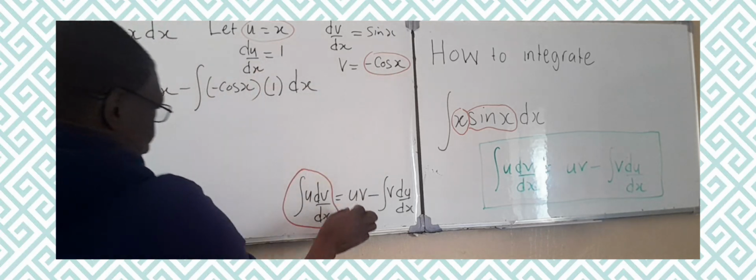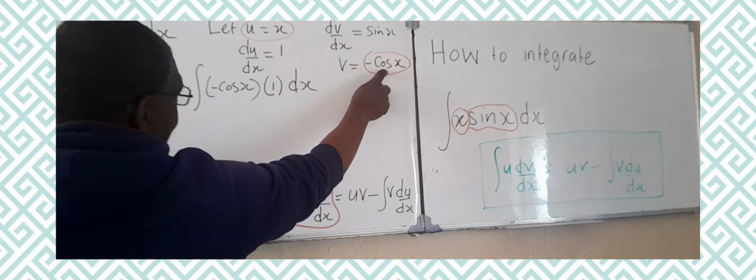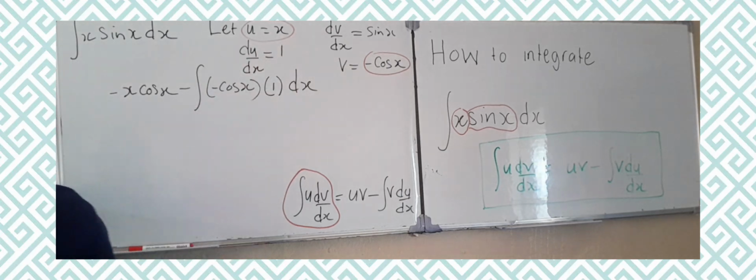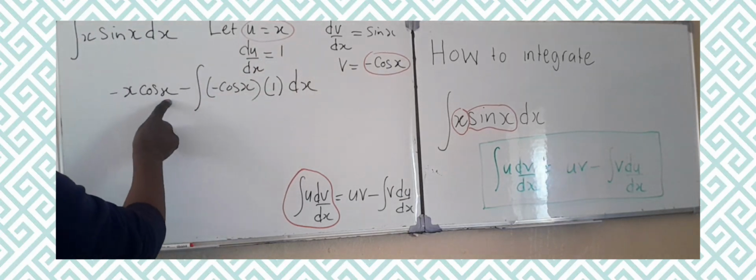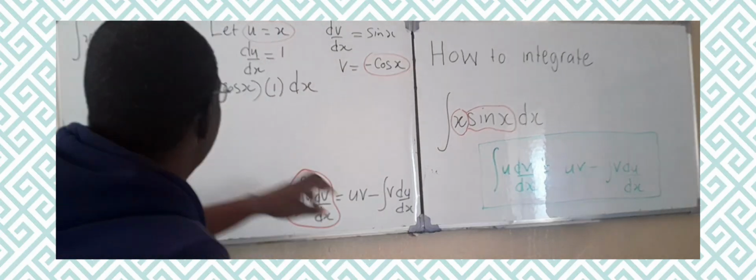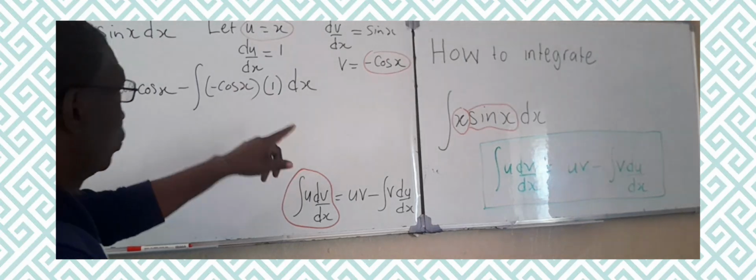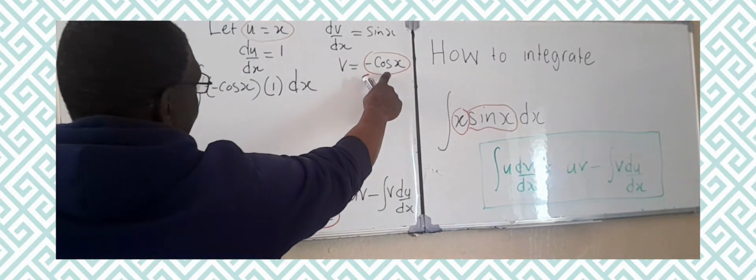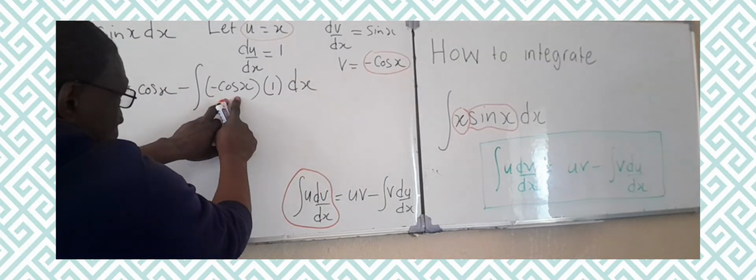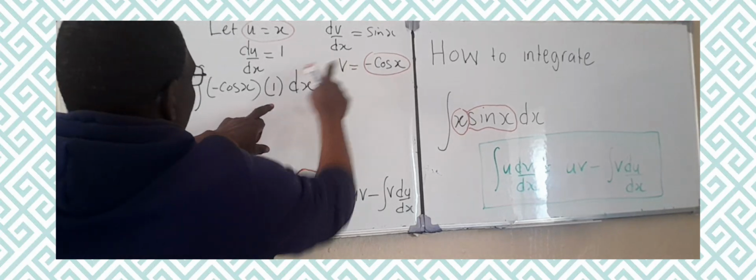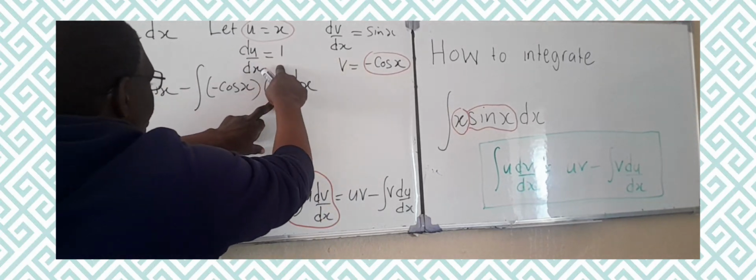These are the terms here. Minus cos of x multiplied by x. That's what I have here. Then you integrate v du/dx. Well, v is equal to this. That's what I have in the brackets. du/dx, we found, is equal to 1.